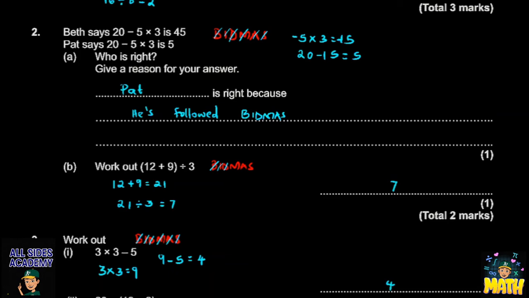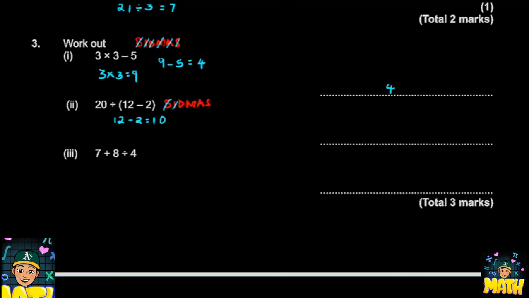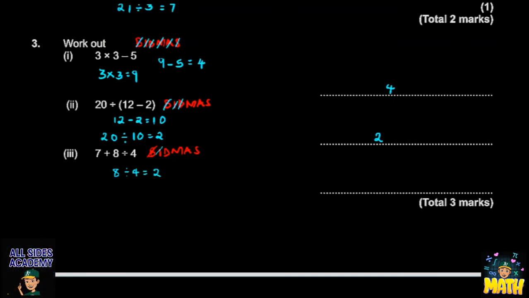Right there, 4. Okay. So the next one has brackets and division. So brackets comes first. So that gives us 10. Then we rewrite that as 20 divided by 10, which is 2. So our answer in this case will be 2. Here we have addition and then division. So division comes first before addition. So we will divide the two numbers, 8 divided by 4, which is 2, and then 7 plus 2, which is 9. So we're going to write that as our answer, 9.